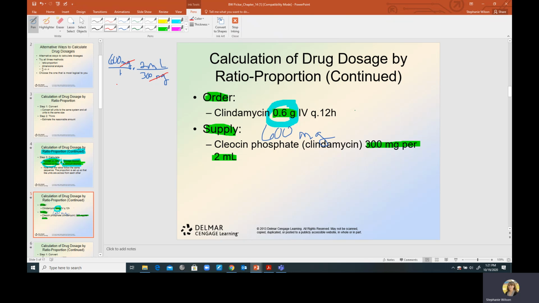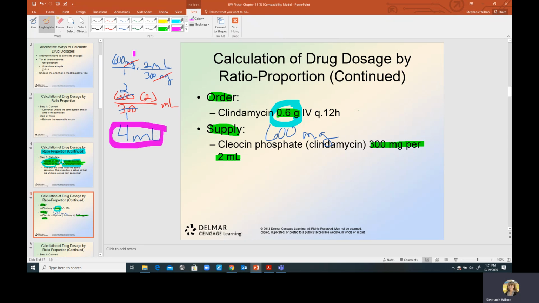So now I have 600 times 2. And I'm going to save myself some extra work because I see something. I see that 300 and 600 reduce, so I'm going to go ahead and reduce that right quick. I know 300 goes into itself once and goes into 6 2 times. That leaves me 2 times 2, which is 4 milliliters. So that's my answer, and I solved it in dimensional analysis.